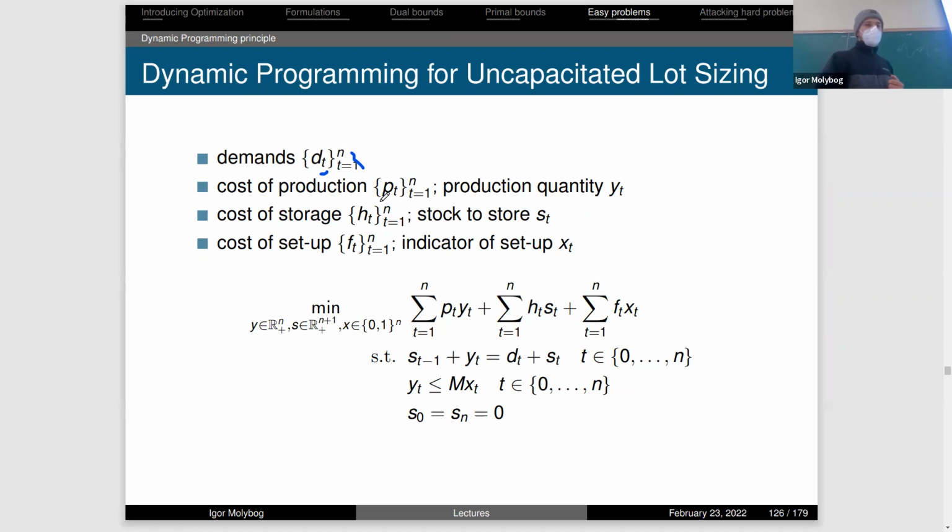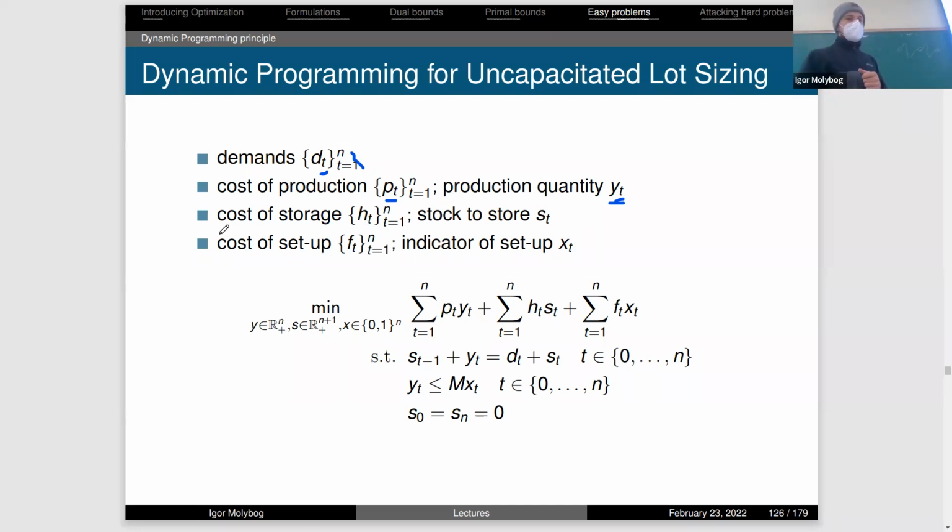In each time period, you have the cost of production and the corresponding variable, the production quantity on each time step. So basically the total cost of production in a period T is going to be equal to PT times YT. You also have a cost of storage, which is the price to pay for a unit of stock to store it between the period T and T plus one. So if we have decided to produce something, we have paid the price, and then it did not go out because the demand was lower, we are still allowed to store whatever we have into the next time period. But we need to pay the price for the storage.